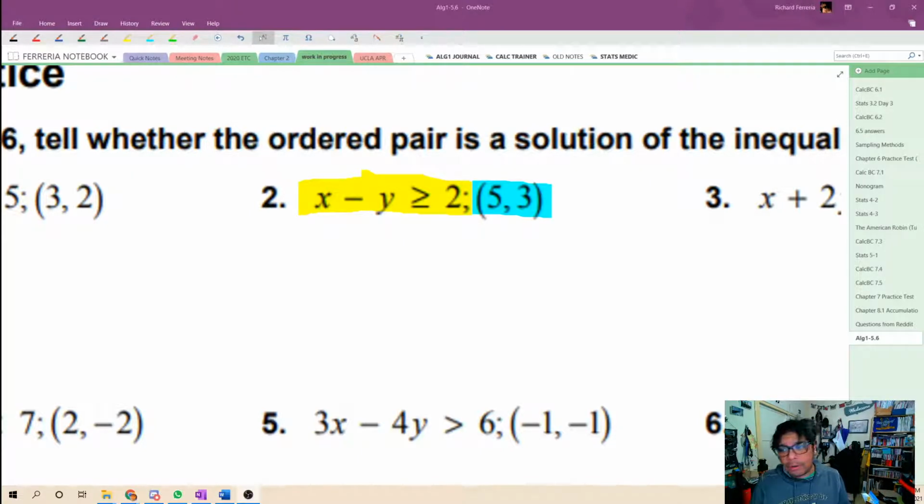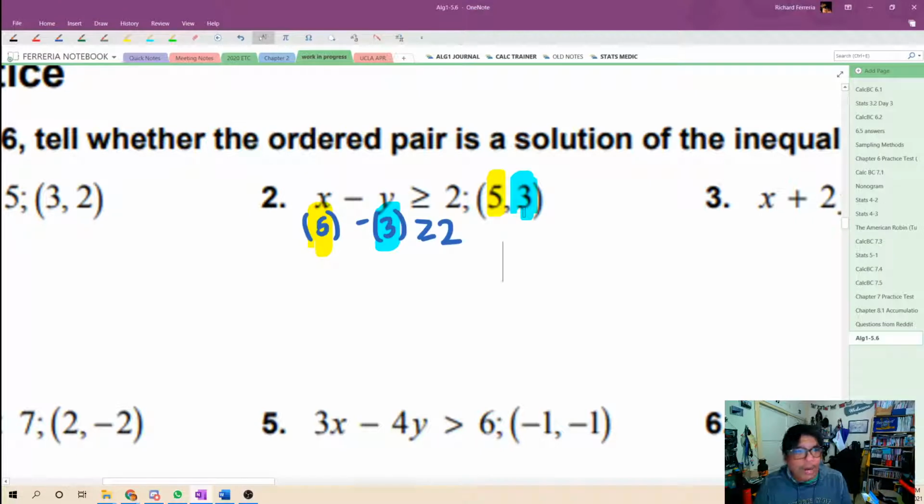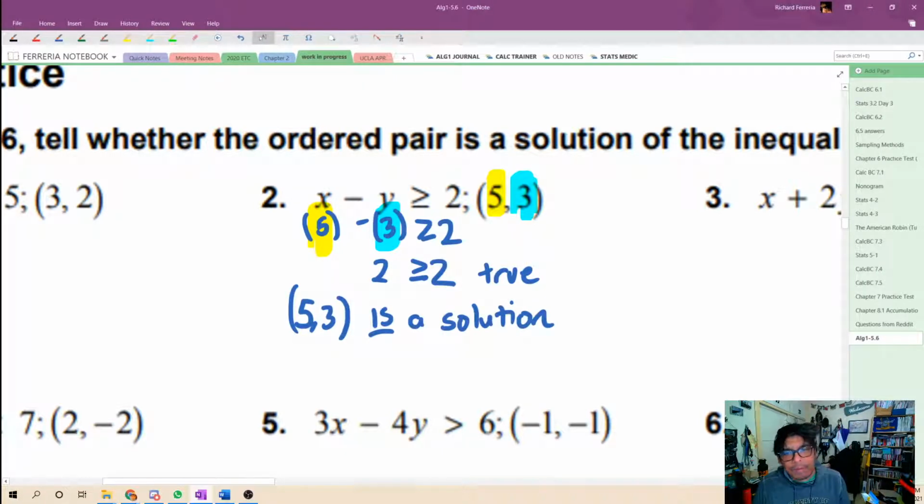Now I don't know about you, but when I see an ordered pair (5, 3) in a linear inequality, I automatically want to substitute that in. So we're going to go ahead and substitute. Now I know the x-coordinate is 5 and the y-coordinate is 3, so I just need to substitute those in the correct place. 5 minus 3 is 2, so I get the resulting inequality 2 is greater than or equal to 2, which is true. So the coordinate (5, 3) is a solution to the linear inequality x minus y is greater than or equal to 2.